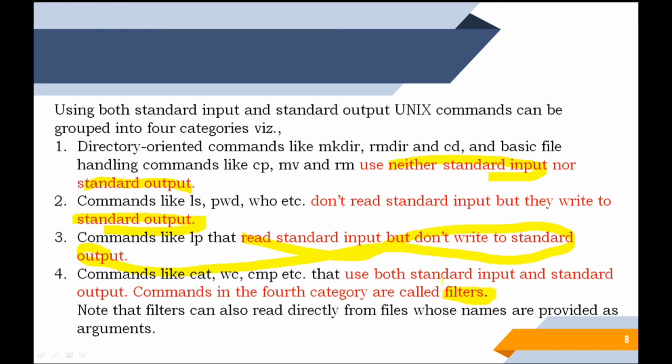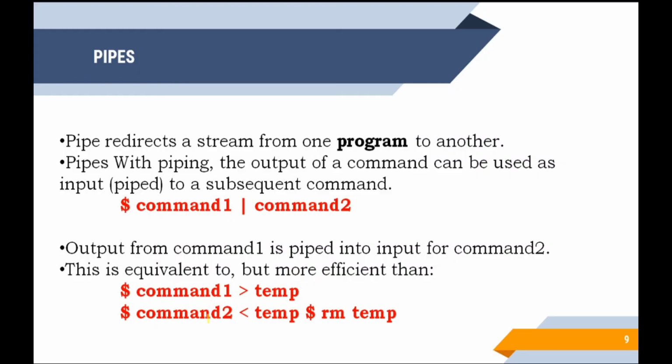So 4 categories are there. First one, they use neither the standard input nor the standard output. Second one, they do not use the standard input, but they use the standard output for writing. Third one, they use the standard input, but not the standard output for writing. Fourth one, they use the standard input as well as the standard output. The commands which make use of both are called filters. Make a note here that filters can also read directly from files whose names are provided as an argument.